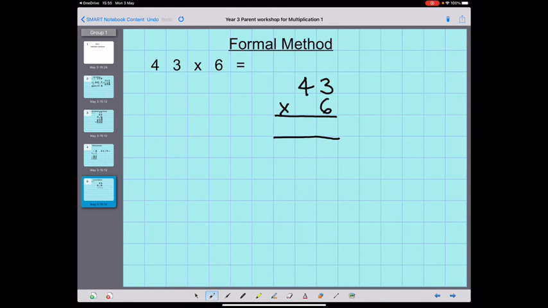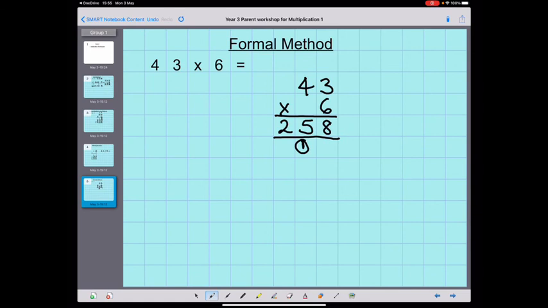6 times 3, which we've done plenty of times already today, is 18. But this time we drop the 1, or the 10 I should say, that goes down here. So it's 18. Okay, the 10 goes here, the 8 goes here. Then I can do 6 times 4, which we know is 24, plus this one here is 25. So that's a really quick and easy method, and it may be a method that you use as well.